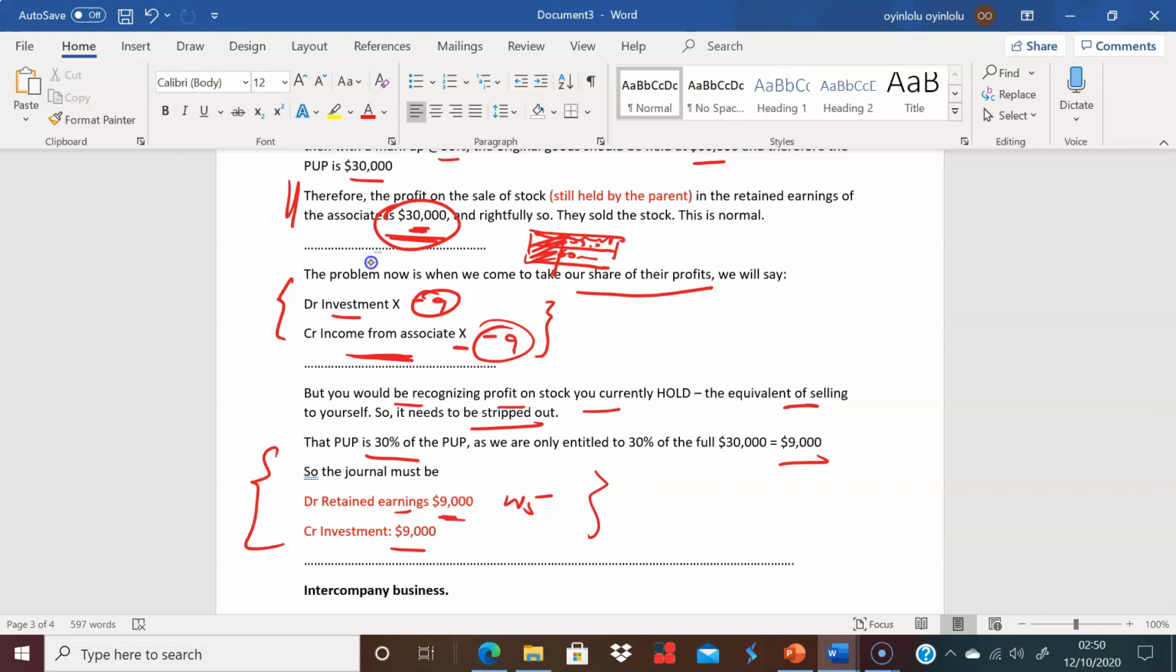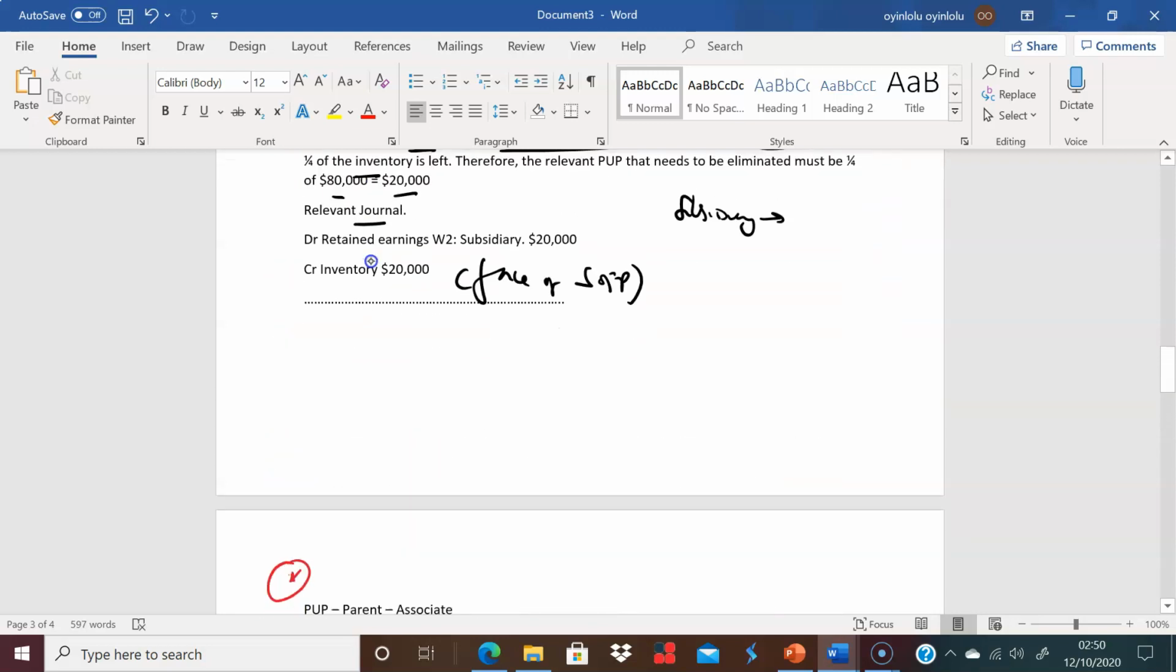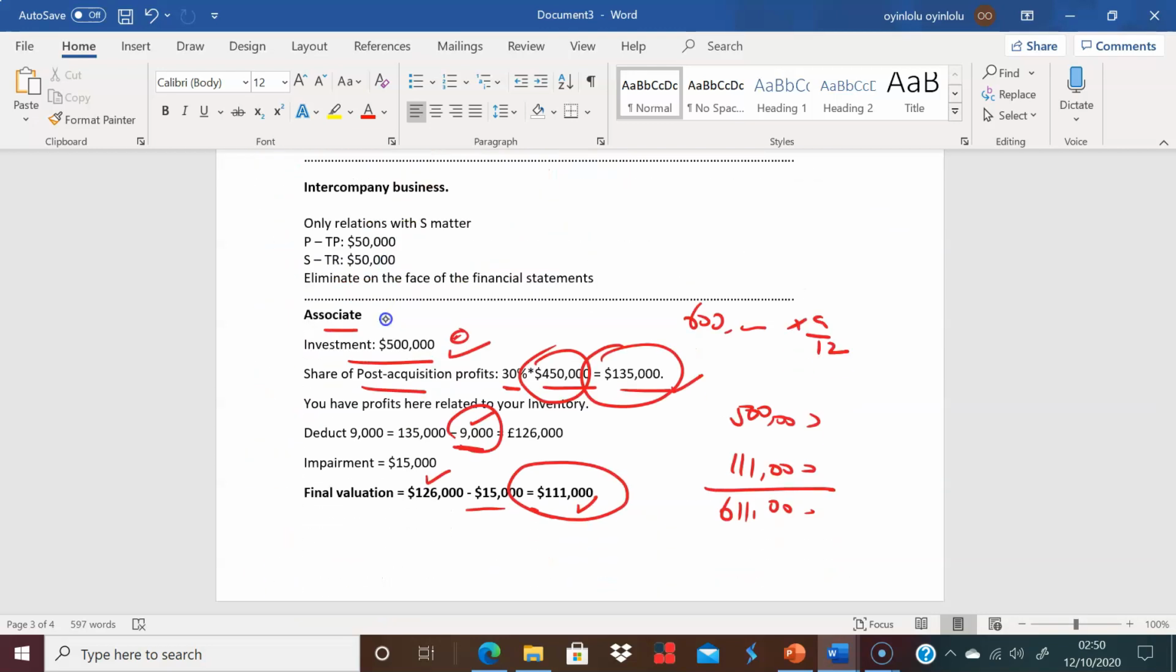I think the rest of the material, there was some business here with intercompany business. We don't strip out anything relating to the associate. We only strip out what's relating to the subsidiary. And P had trade payables of 50, S had trade receivables of 50. Strip them out, literally wipe them out. We've done this in the previous chapter. And I think this is sufficient for now. So you kind of finish this through, package the whole thing.